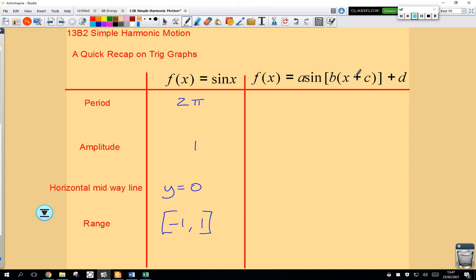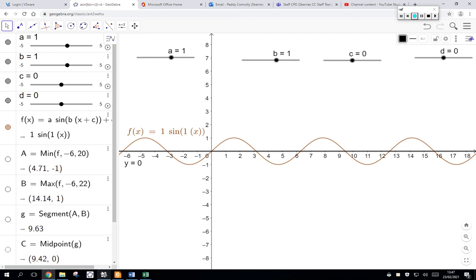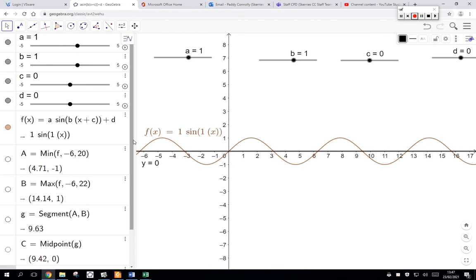So the first thing I'm going to examine is just this number here at the front. What happens as I change this value? So I've programmed this function to be a sine of b times x plus c, quantity, plus d. So a times sine of b times the quantity x plus c, and then plus d on the outside. So I want to see what happens as I change a here.